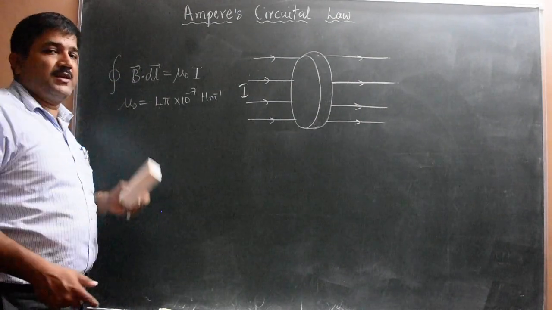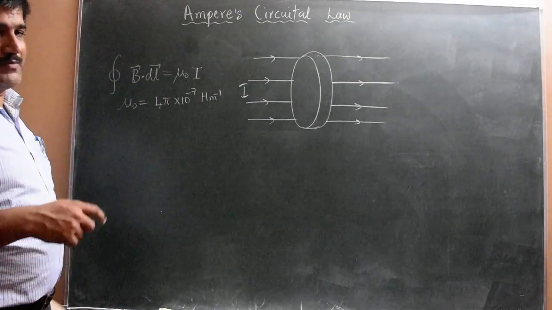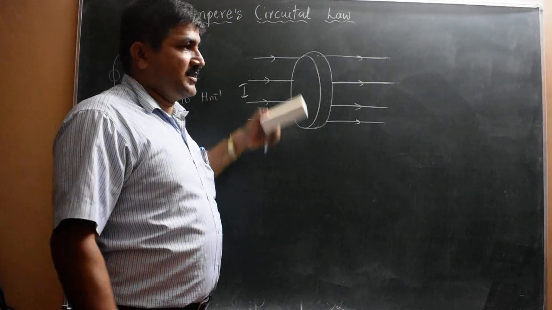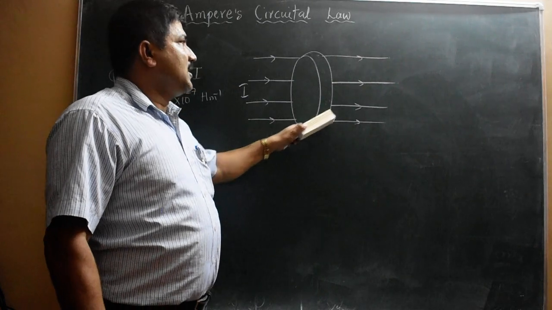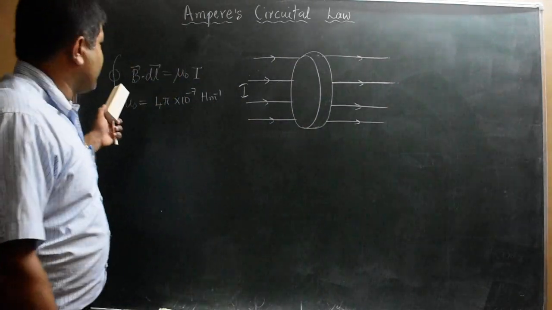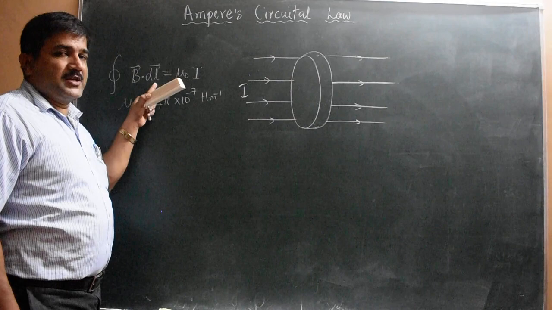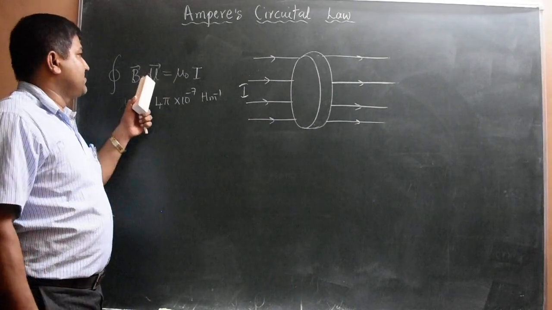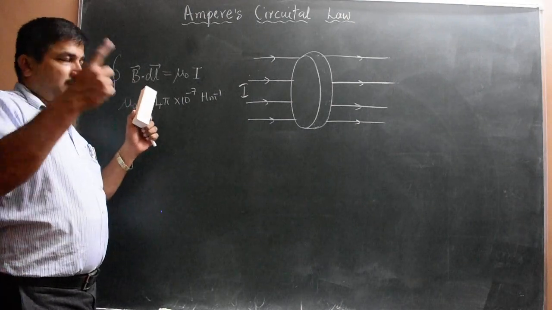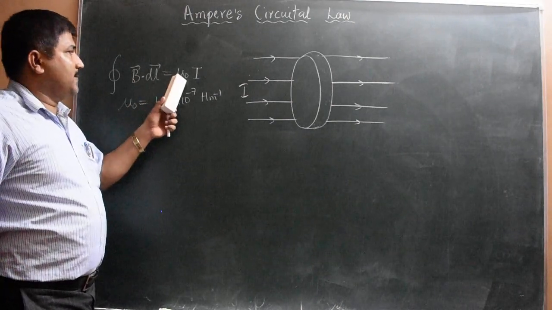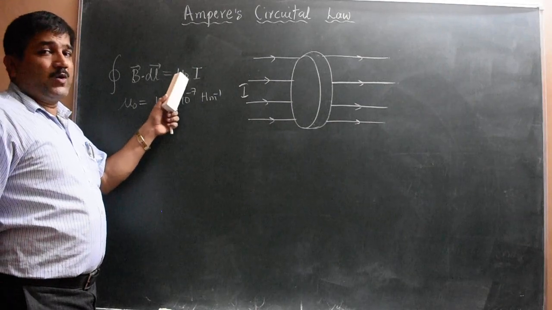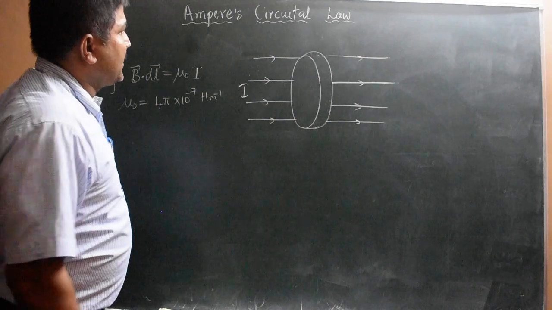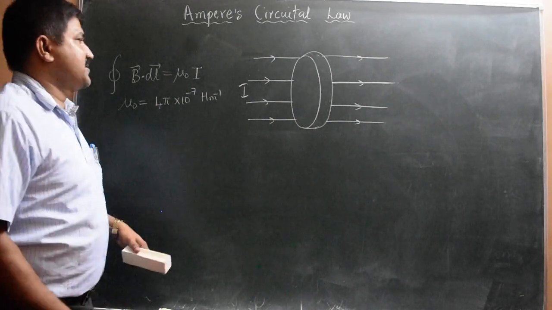This is the integration symbol. Integration simply means summation. So here the summation is over the entire loop. From one point we start, cover the entire loop and come back to the same point. Then the B dot dl summation is over. So B dot dl at every point is added up over the complete loop, and that is equal to mu naught, a constant, multiplied by the net current enclosed within the surface.